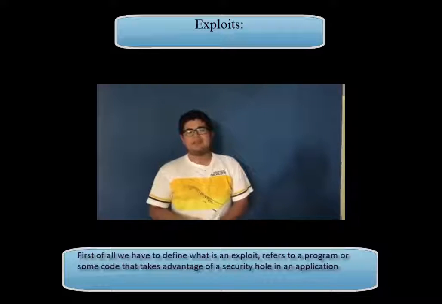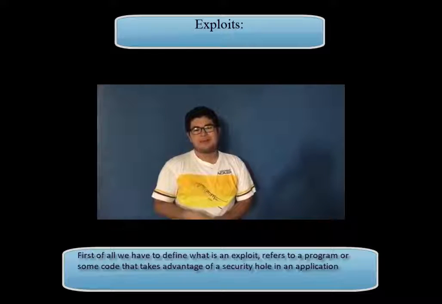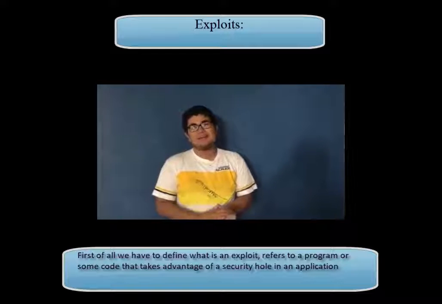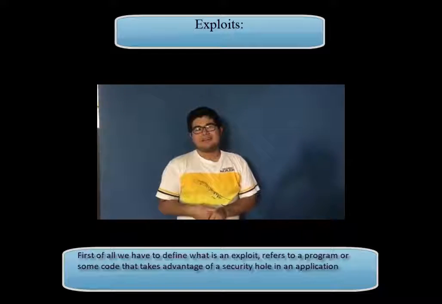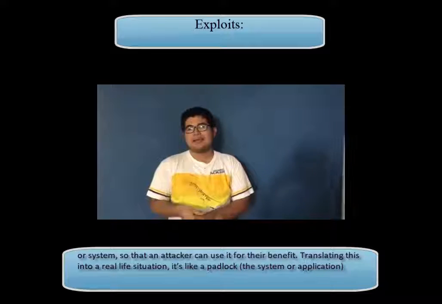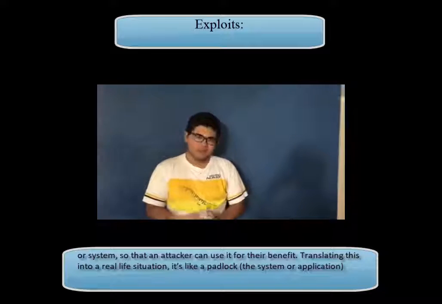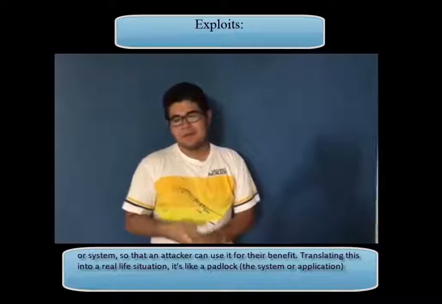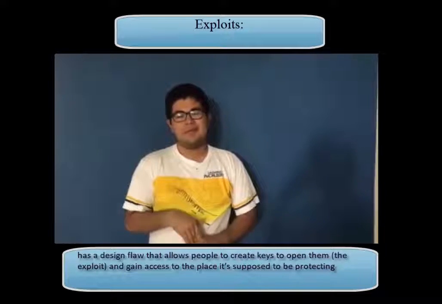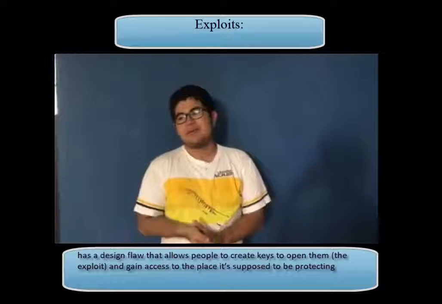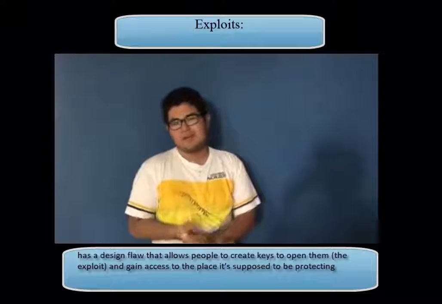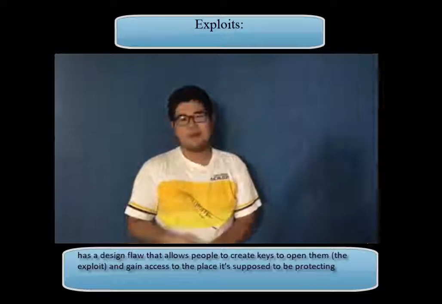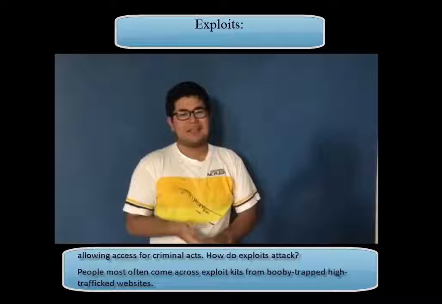First of all, we have to define what an exploit is. It refers to a program or some code that takes advantage of a security hole in an application or system so that an attacker can use it for their benefit. Translating this into a real-life situation, it's like a padlock. The system or application has a design flaw that allows people to create keys to open it. The exploit uses that flaw to gain access to the place it's supposed to be protecting, allowing access for criminal acts.